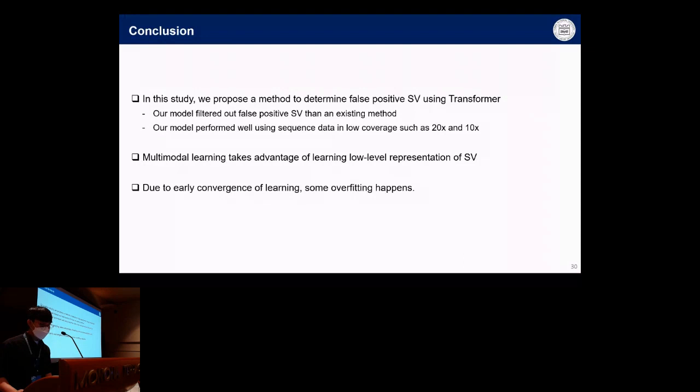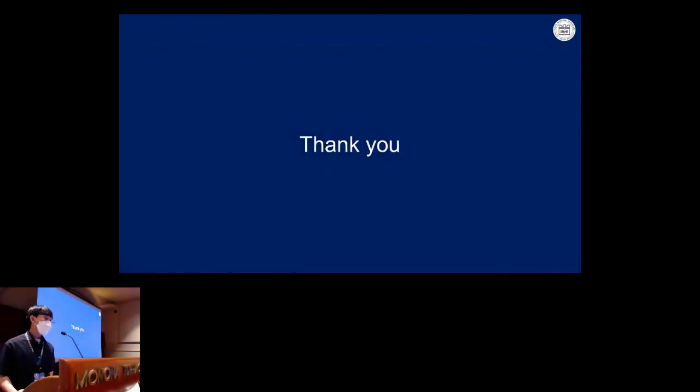Multimodal learning takes advantage of learning low-level representations of structural variations, but due to early convergence of learning, overfitting increases and the tendency to misfit the test data increases. We are working on resolving this overfitting issue to obtain a higher F1 score. Thank you for listening to my presentation.